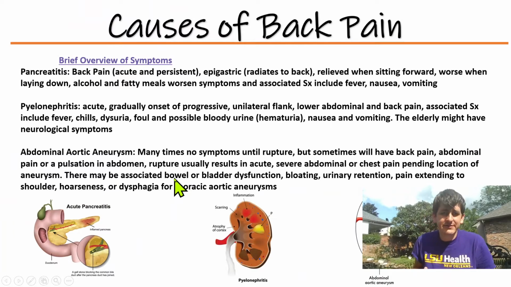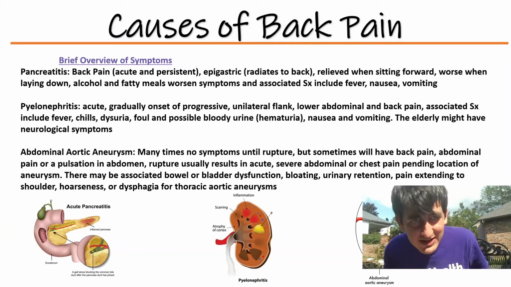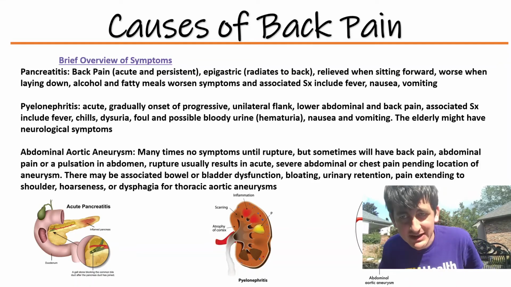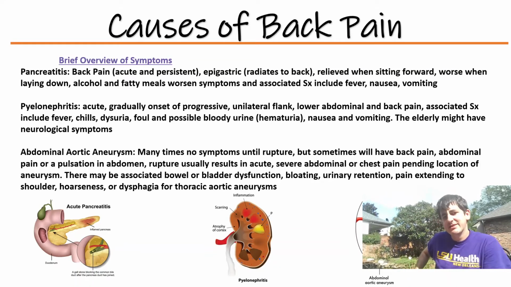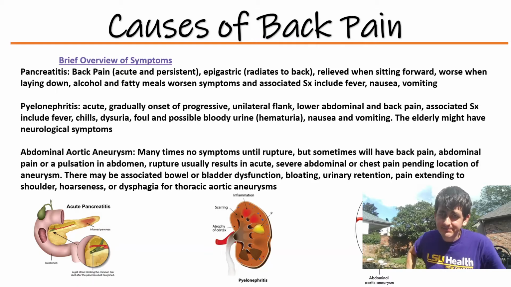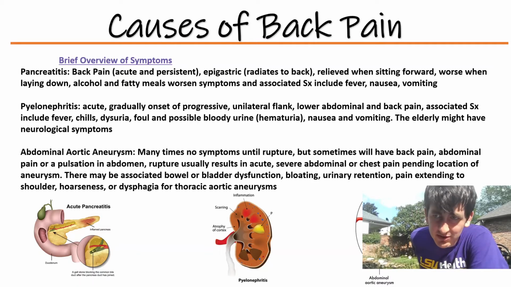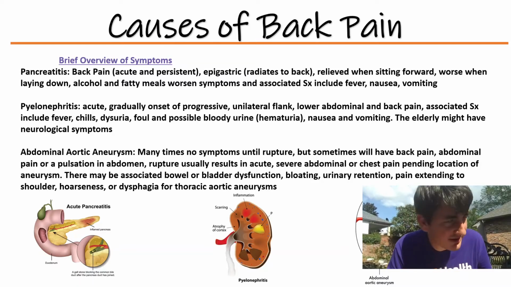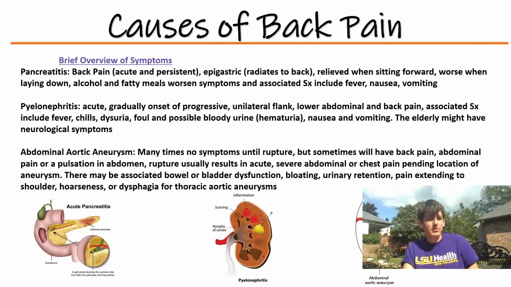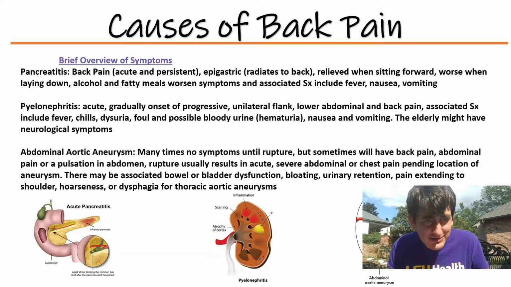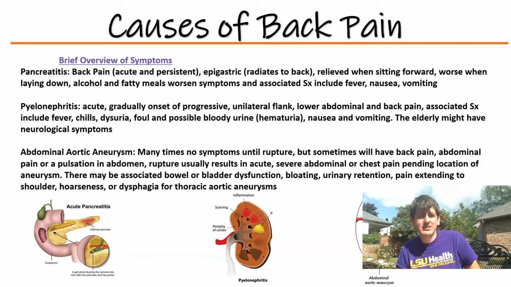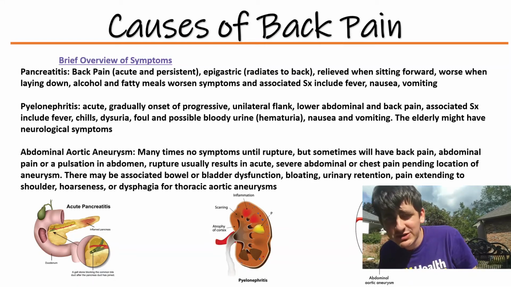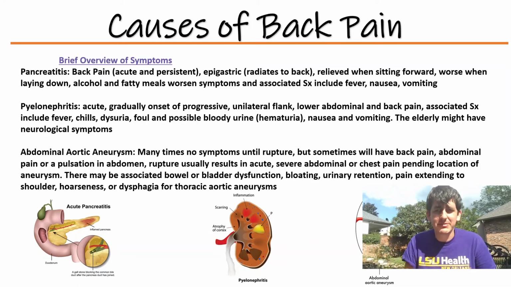Pyelonephritis is an acute infection, usually with gradual onset of progressive unilateral flank, lower abdominal, and back pain. So, it's going to be flank pain, not just back pain. It's going to be unilateral. Associated symptoms will include fever, usually quite high, 101 or so. Chills, dysuria, painful urination, foul, possibly bloody urine, hematuria, and nausea, vomiting.